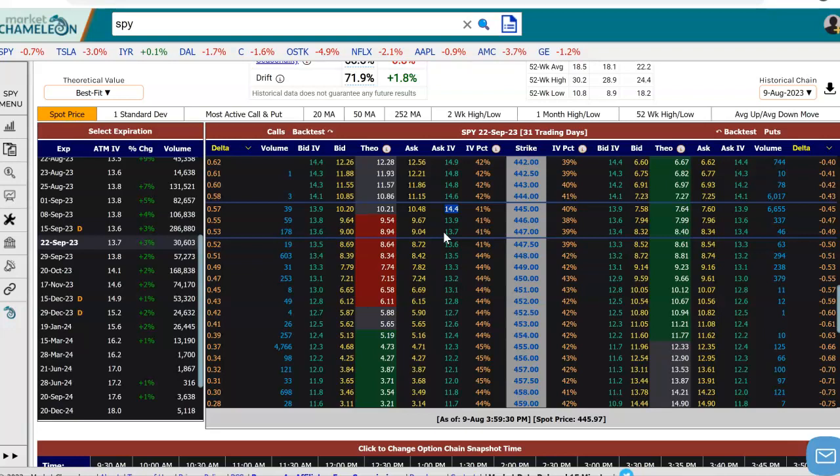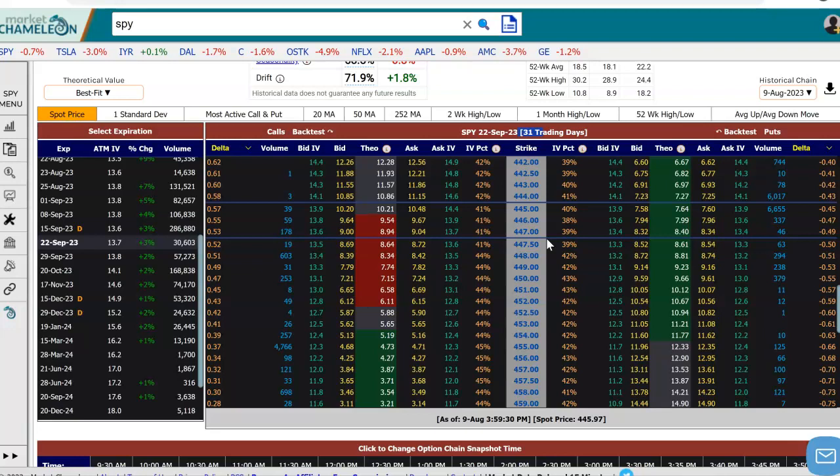And what this is saying is that if we use the option pricing model and converted the price to an implied volatility, this is what the market is implying or forecasting for the volatility of the stock from now to expiration, next 31 days. So that's the average volatility the market is expecting between now and the September 22nd expiration.